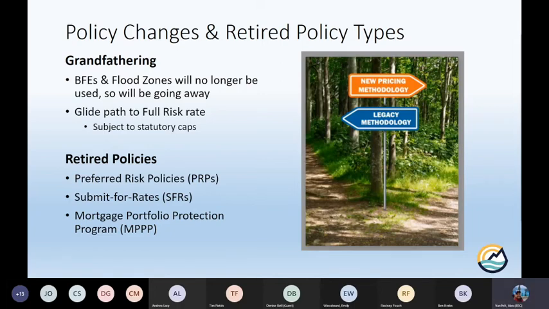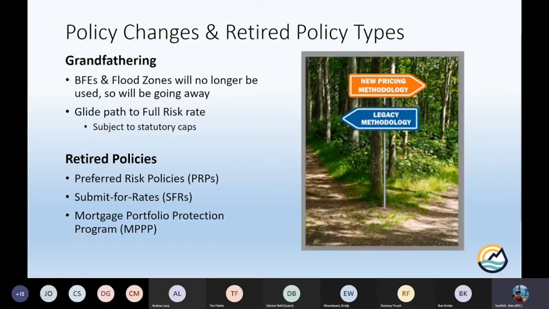Okay. And then, one other thing I wanted to say about grandfathering before we move on. So again, with grandfathered policies, when the transition happens, there are going to be two different calculations done for the grandfathered policy. Whichever method is cheaper, that's where that policy is going to start on the glide path.